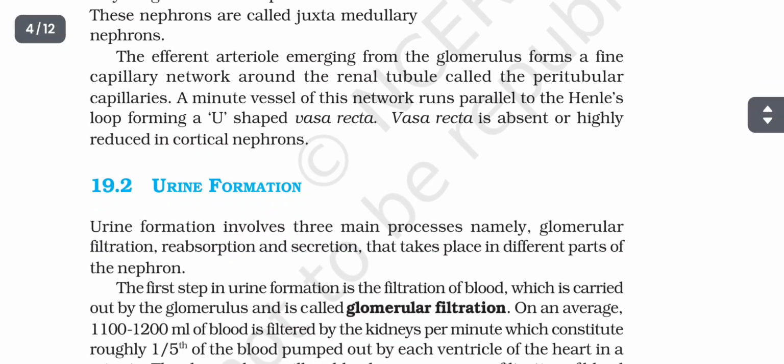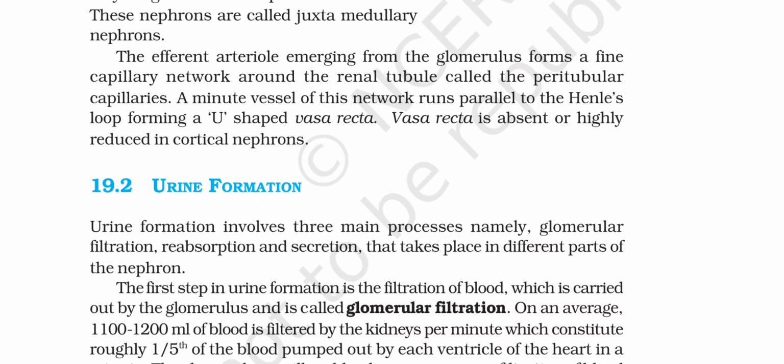The efferent arteriole emerging from the glomerulus forms a fine capillary network around the renal tubule called the peritubular capillaries. A minute vessel of this network runs parallel to the Henle's loop, forming a U-shaped vasa recta.